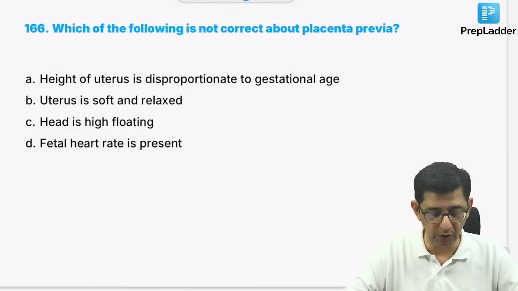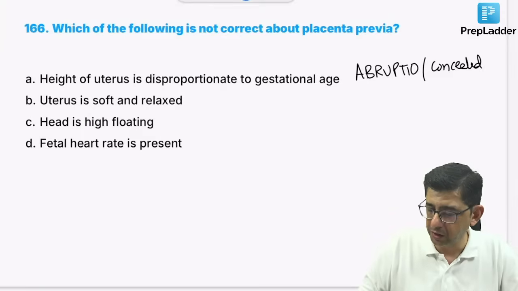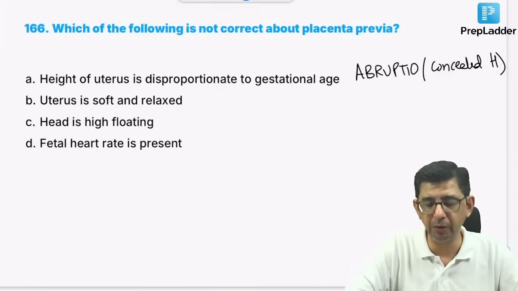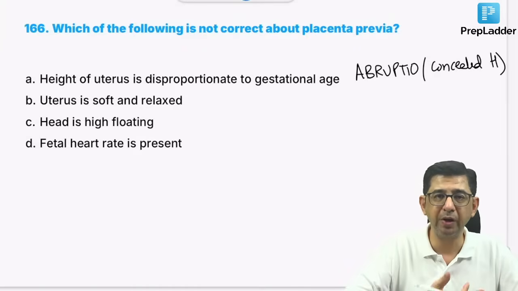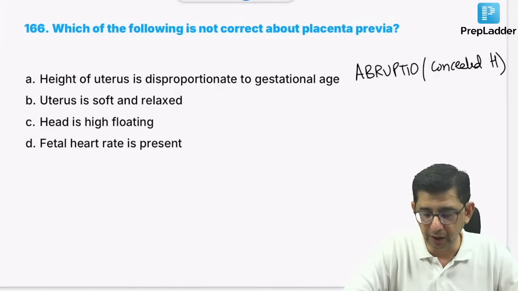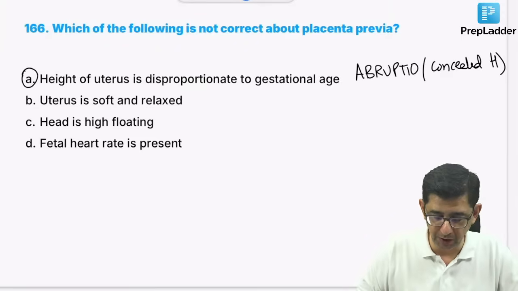So height of the uterus is bigger. That would be a feature that is seen with abruptio, no? Because if it's a concealed hemorrhage in abruptio placentae, then what's going to happen is that the height of the uterus will be disproportionately bigger and the uterus will also be tender to touch. So that comparison of findings between abruptio placentae and placenta previa is being discussed. The answer in this question is option number A.